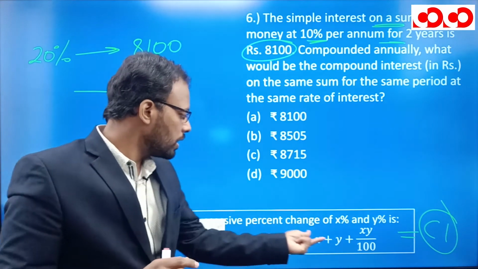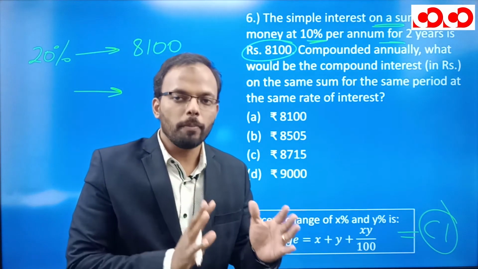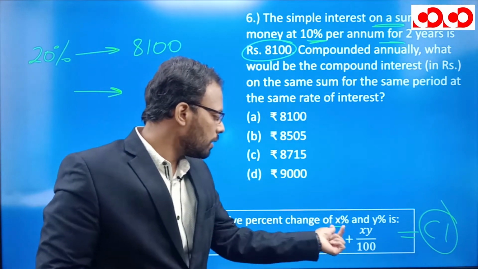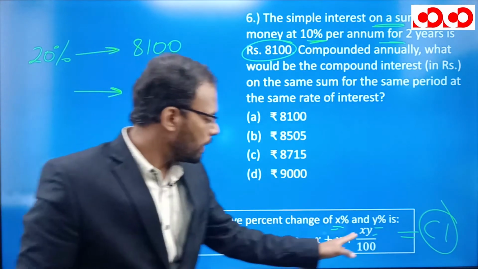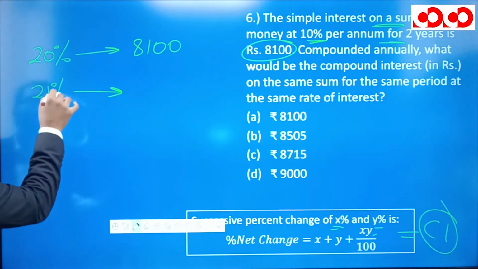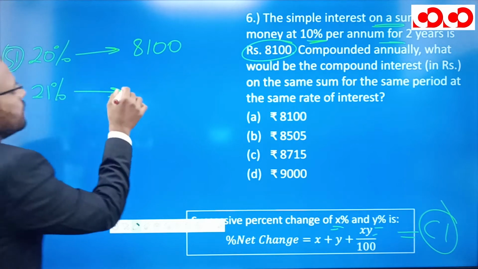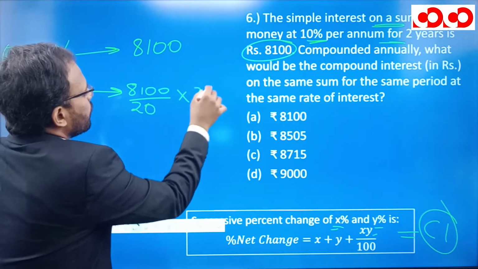So in the first year you will increase by x percent, and on the interest plus sum you are going to increase again by that much percent. So twice you are increasing by 10% and 10%, which will come out to be 10 plus 10 plus 10 into 10 by 100, which will be 21%. This is the CI, and this is the SI. So what is the CI? 8100 divided by 20 multiplied by 21.